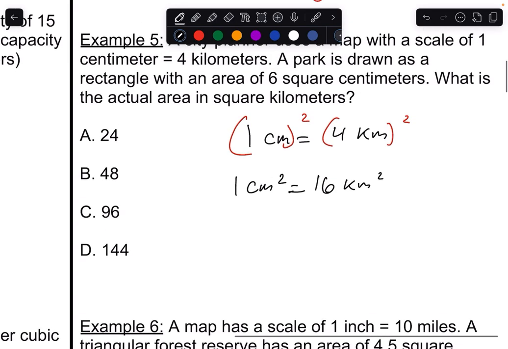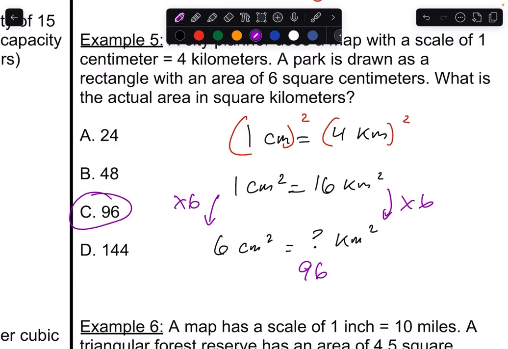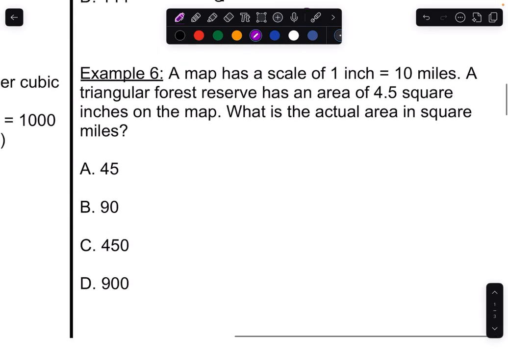Okay, we have an area of 6 centimeters squared. What is the area in kilometers squared? Well, you start off with 1 and you got to 6. So clearly you multiply by 6. Same thing. If you multiply one side by 6, multiply the other side by 6, which would get you 96 in this case. Last one.